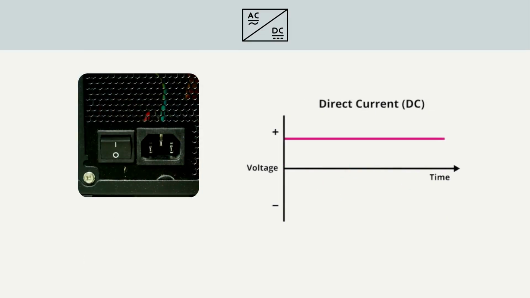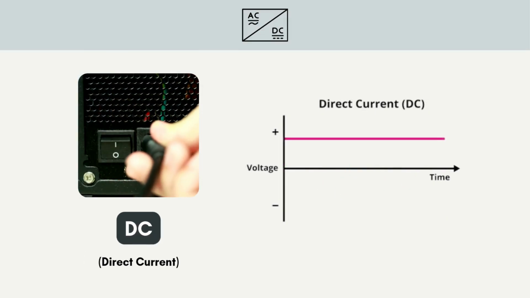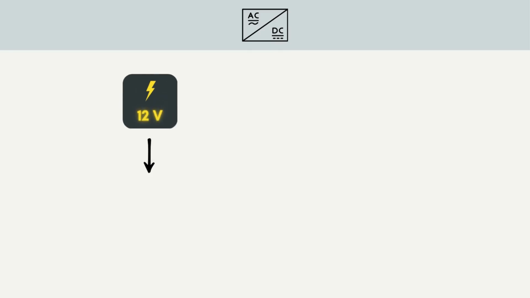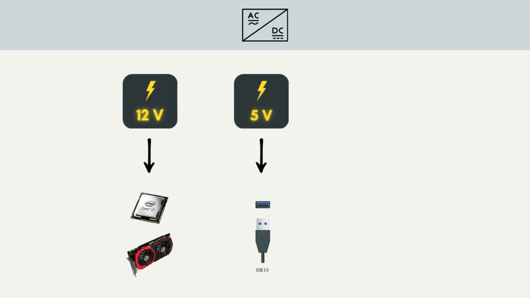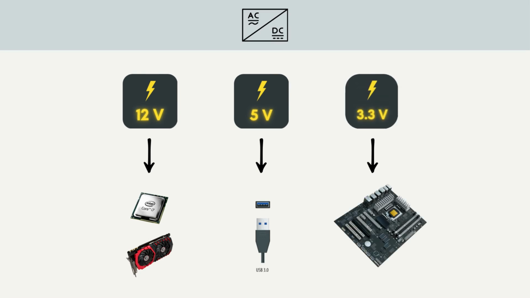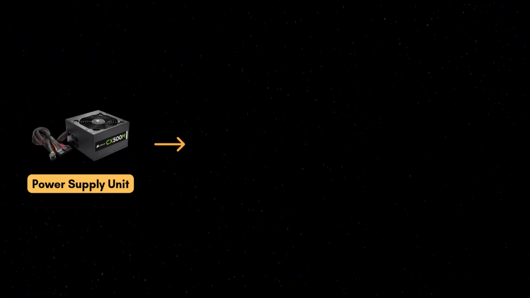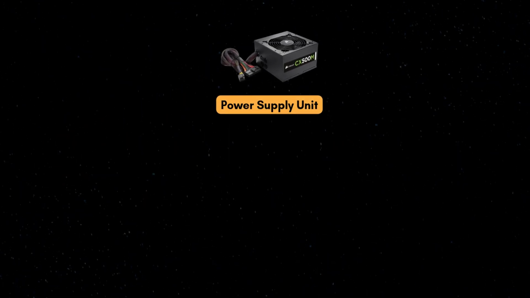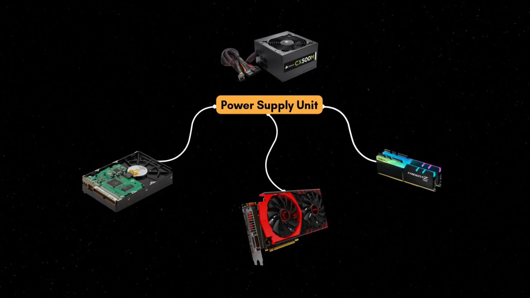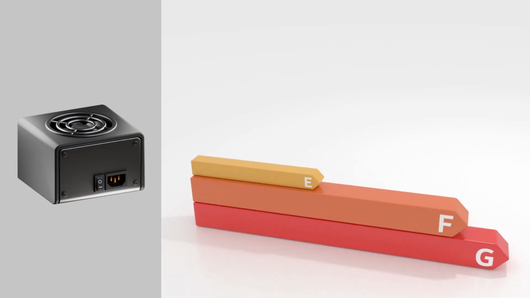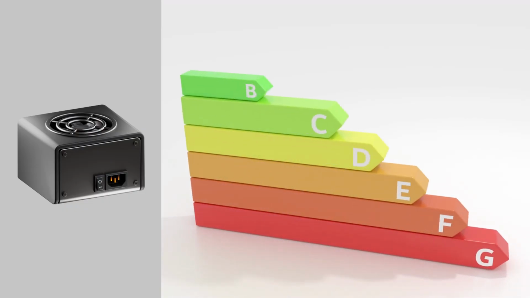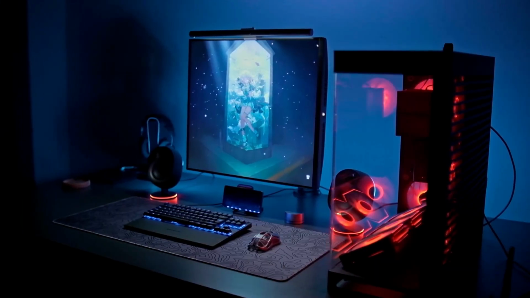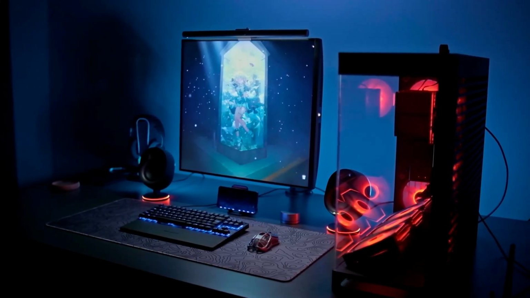But computer components need DC power, direct current, at specific voltages like 12 volts for the CPU and GPU, 5 volts for USB ports, and 3.3 volts for the motherboard circuits. The PSU's job is to convert AC into stable DC power and send the correct amount to each component through different cables. That's why choosing a PSU with the right wattage and efficiency rating is so important. It ensures your system runs reliably and safely.